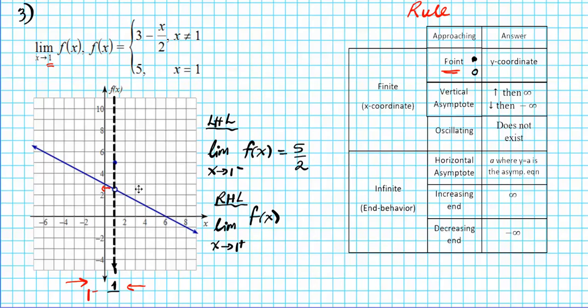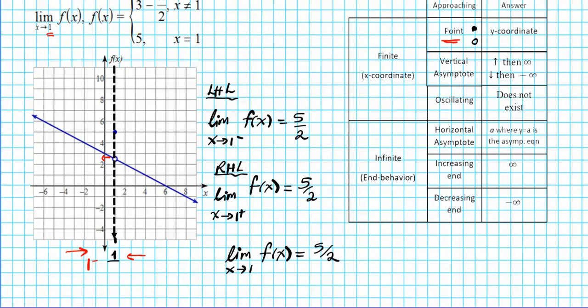So the y-coordinate of that point is going to be our right-hand limit, which is the same thing as the left, 5/2. All right. So conclusion: the limit as x approaches 1 from the left and right, which is written as just 1, is equal to 5/2. That's our answer for question number 3.